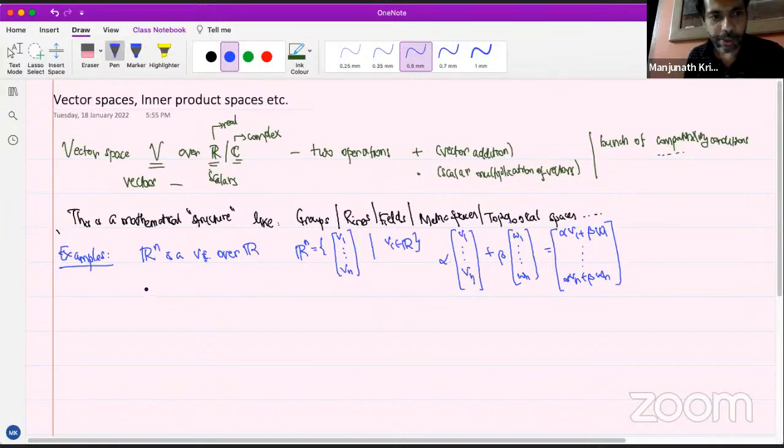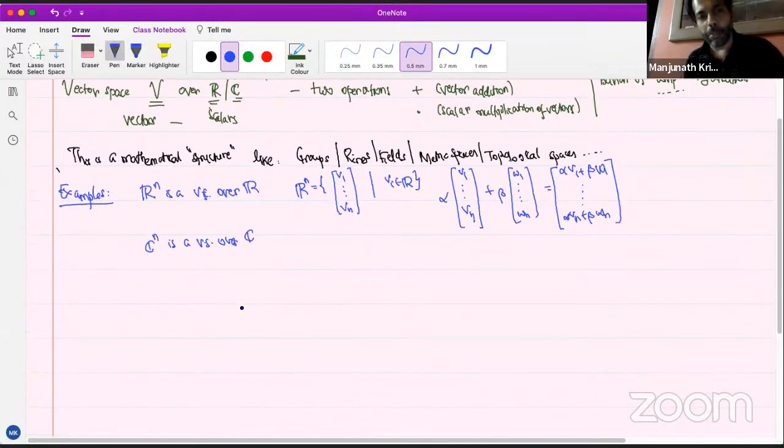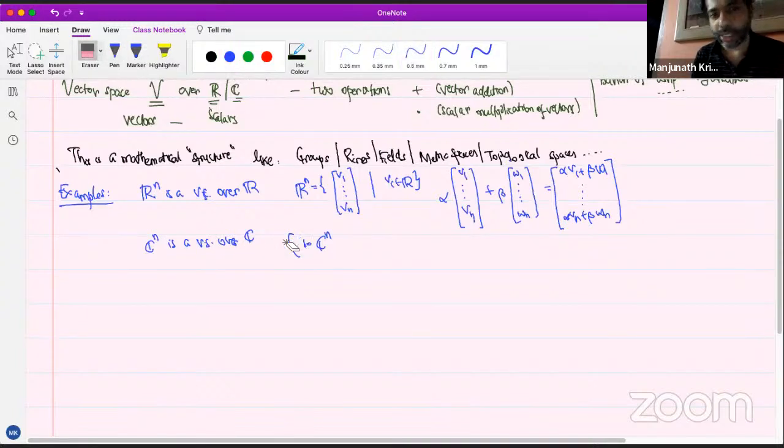That's what it is. Similarly, Cn is a vector space over C, and you can also make it a vector space over R. It's a bit more natural to make it a vector space over C, but Cn can also be thought of as a vector space over R. That's also fine.